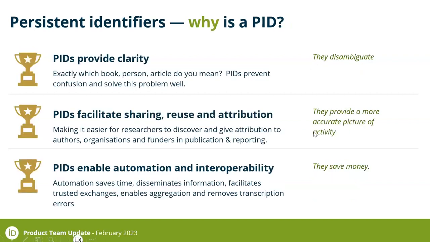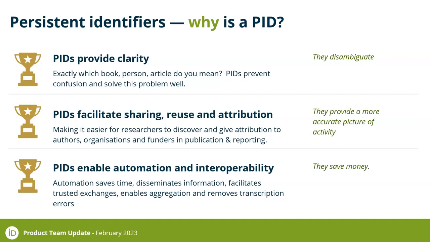And then, why use a PID? PIDs provide clarity, so exactly which book, which person, what article you are referring to. They prevent confusion and solve problems, so they disambiguate. PIDs facilitate sharing, reuse, and attribution, because they make it easier for both researchers and machines to discover things and to give attribution to authors, organizations, and funders in the overall research workflow.